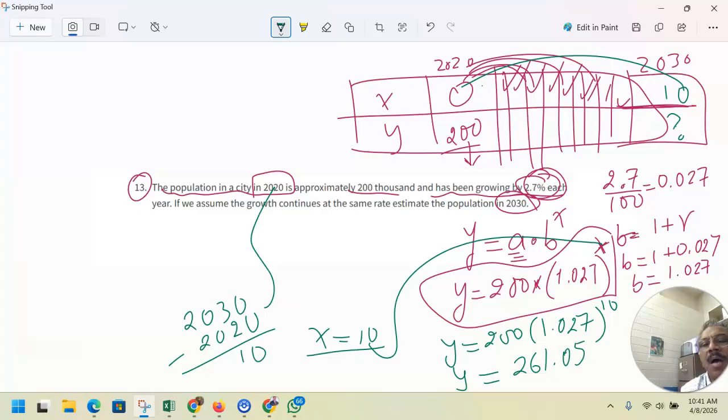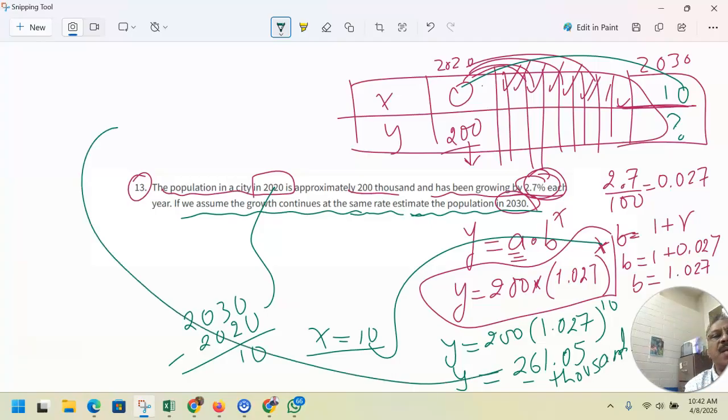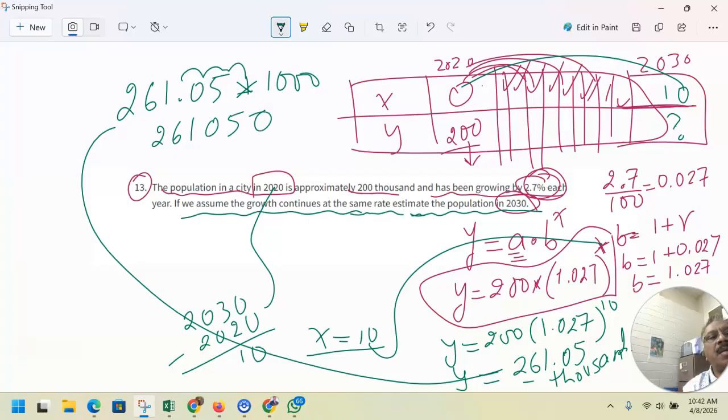You should get 261.05 in thousands. So if we assume the growth continues at the same rate, the population will be so many thousands. If you want to write the actual population, you multiply 261.05 by 1,000, and the decimal moves 3 places, so it's almost 261,050. Does that make sense? I'm tired, but I still want to do more.